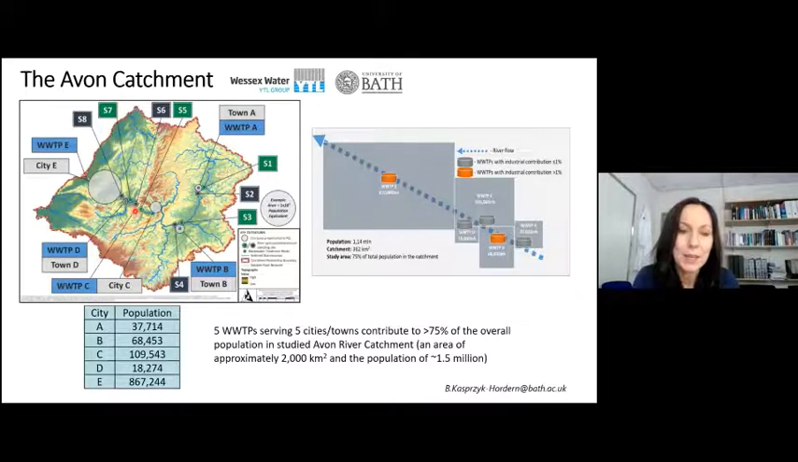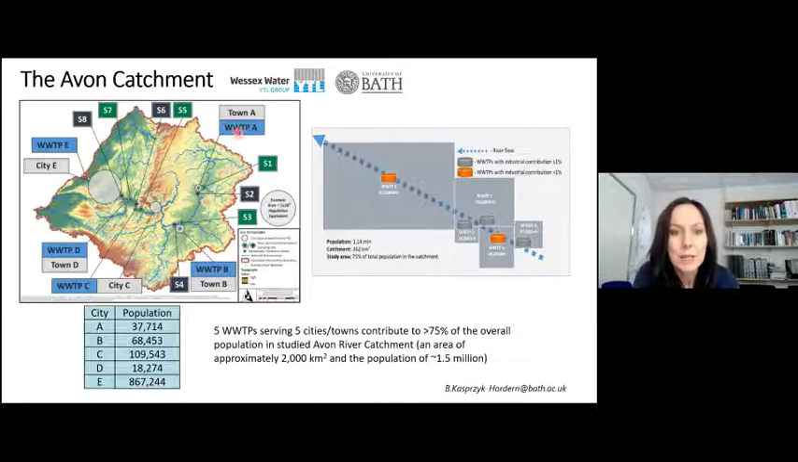What we have done here, we looked at the Avon catchment, the Avon River itself. We tried to capture as many people as possible contributing to this catchment. So we targeted 5 towns and cities. Here, for simplicity, I will just call them all cities, but obviously town A is too small to be called a city, and town B too. But just for simplicity reasons.